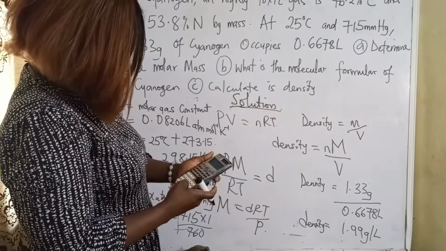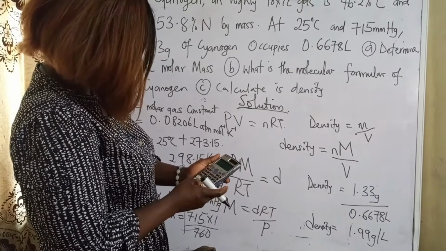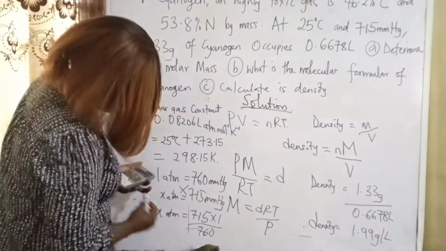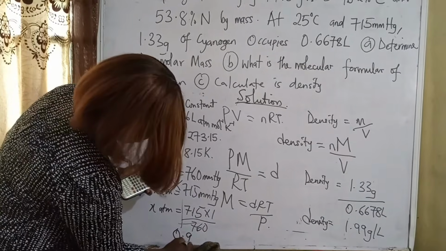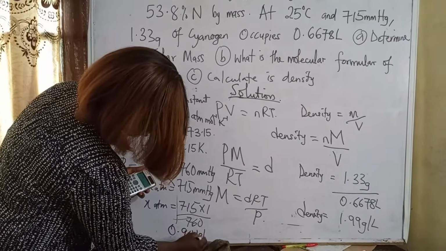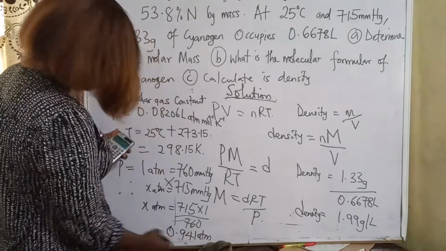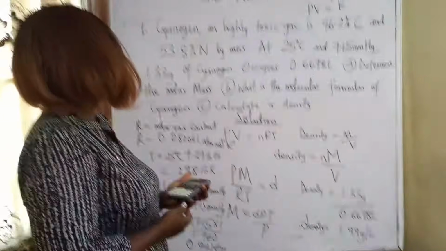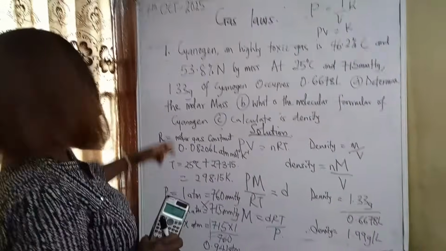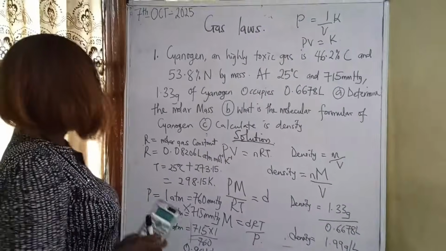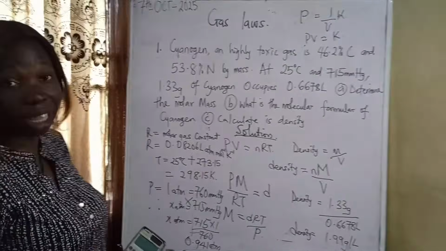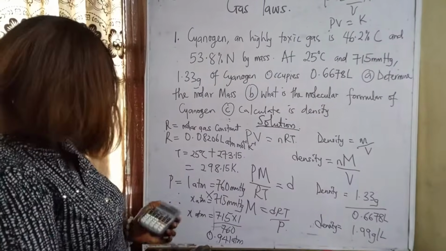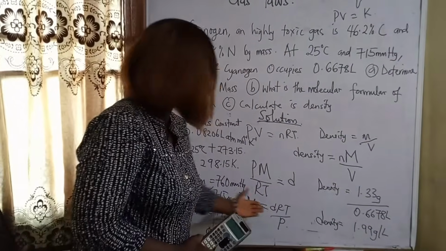715 divided by 760. That will give us 0.941 atm. So that is the present pressure in atm for this cyanogen. Now if you have gotten the pressure, it means the value will be added to the formula.